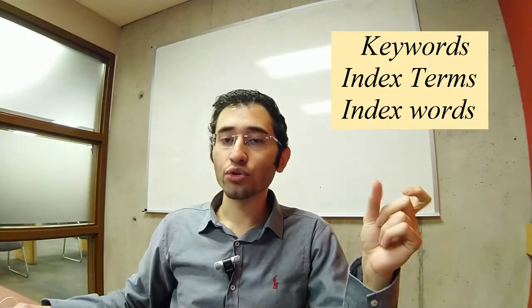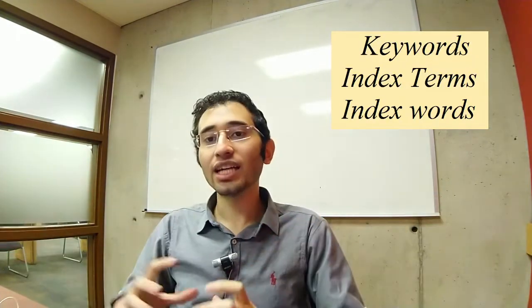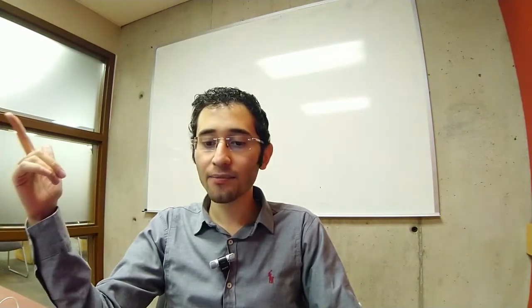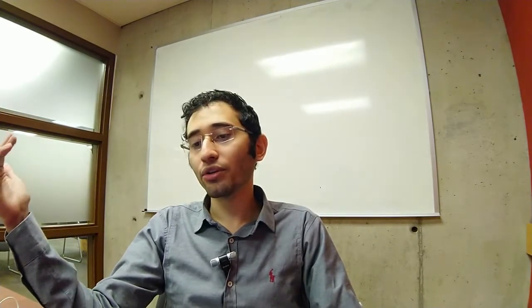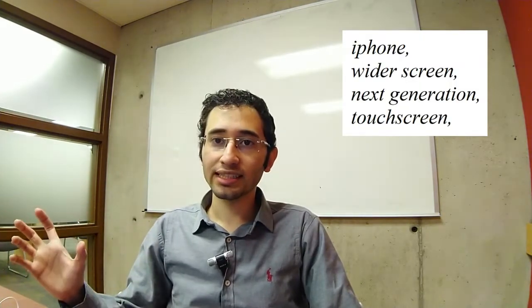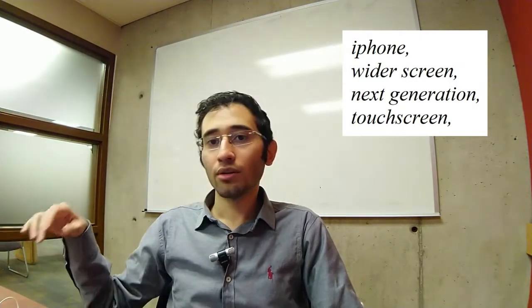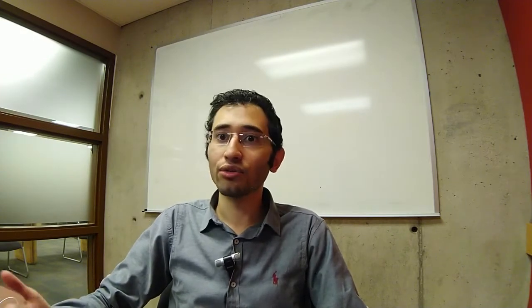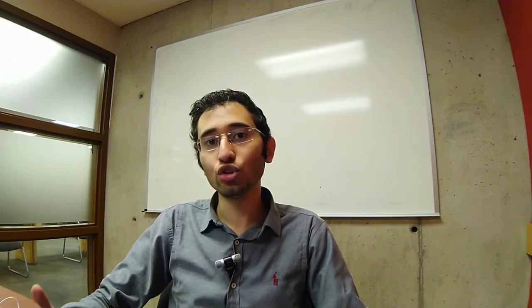There's an index term or keyword in the paper. It is not the title of your paper. Imagine that you designed the next generation of iPhone with a wider screen. In the index terms or keywords you put, for example, iPhone, wider screen, next generation, touch screen. The keywords help someone find your paper by searching these words, for example, in Google or Google Scholar or the main journal website.